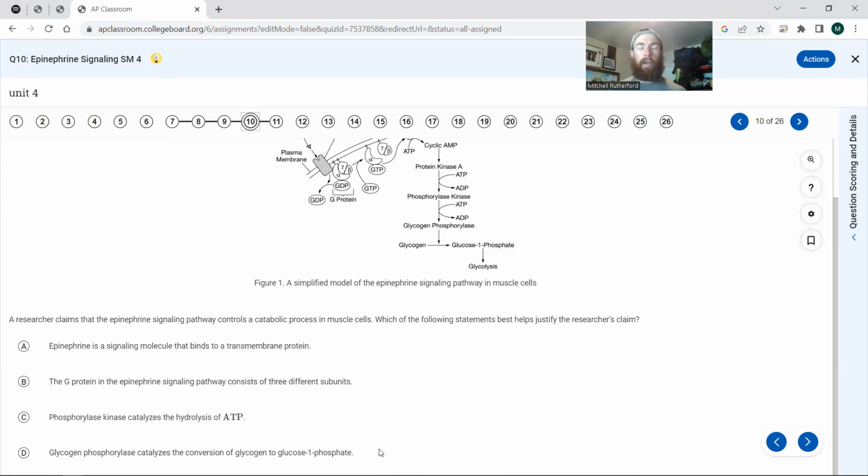yeah, so that one, we have an enzyme and we are going glycogen, which if you don't know, you can think, oh, it's probably like glucose, that leading to glycolysis. That does talk about muscle cells, and that is the result. So A and D are my best answers at this point. The researcher, so I'm going to go back to the question just to check, because it's always good to go back. Epinephrine signaling pathway controls a catabolic process in the muscle cells, which best helps, okay? Obviously, A and D both help. Which one best justifies the claim that epinephrine controls a catabolic process?